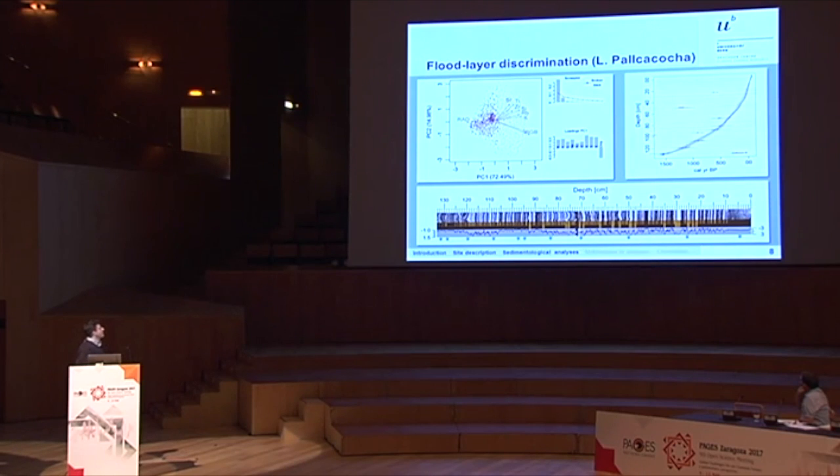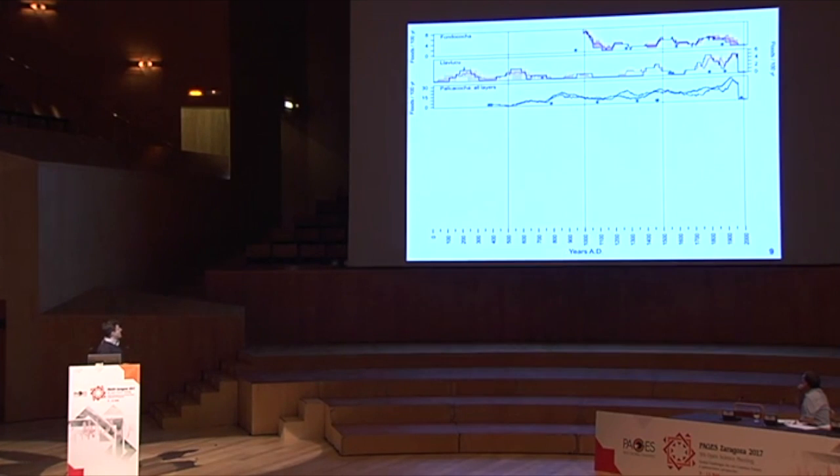So we use this information to establish a flood layer corrected chronology, because we are interested only in the real sedimentation, which is cleared by rapid sediment events. As I said, we calculated for each lake then flood layer frequencies using a 100-year moving window.